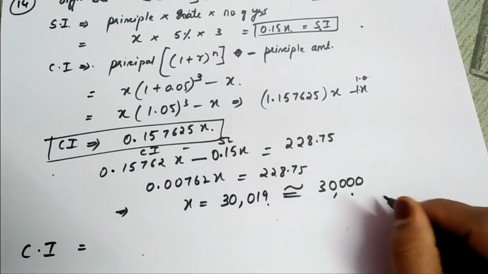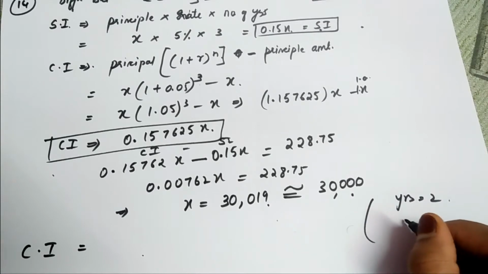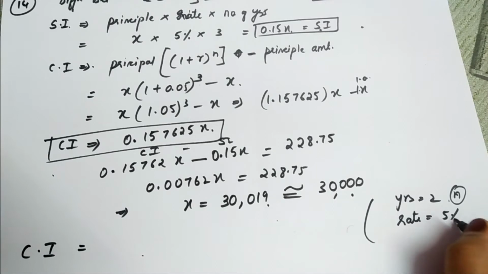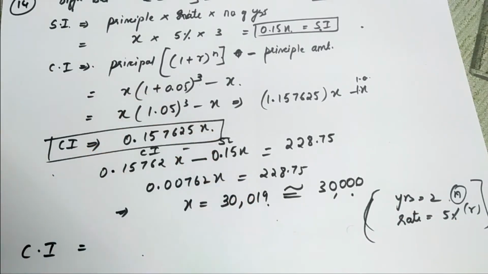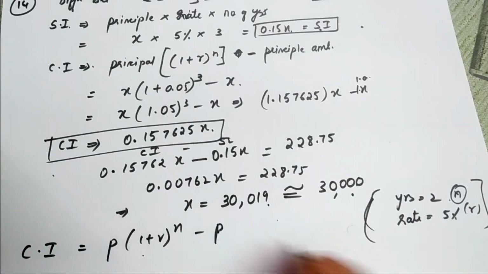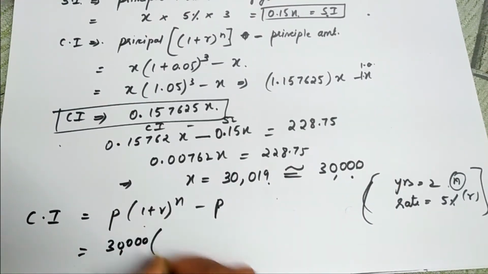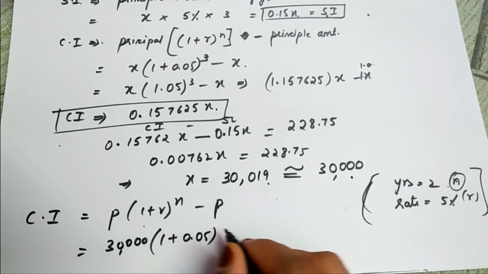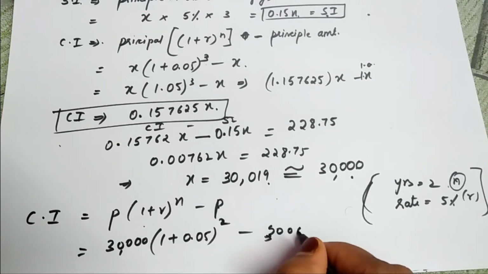The new given points are years are 2 years, okay, this is nothing but n, and rate is 5%, nothing but r. So we know the formula of the compound interest: principal into 1 plus r to the power n, minus the principal amount. We know the principal amount. What is the principal amount that we got? 30,000 into 1 plus what is the rate of interest? We have again 5%, power n is 2 here, not 3, minus 30,000.